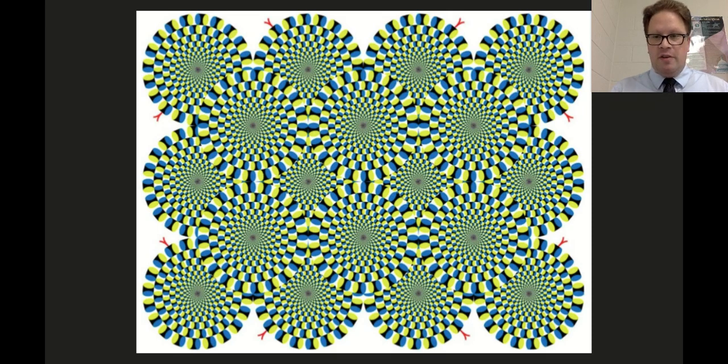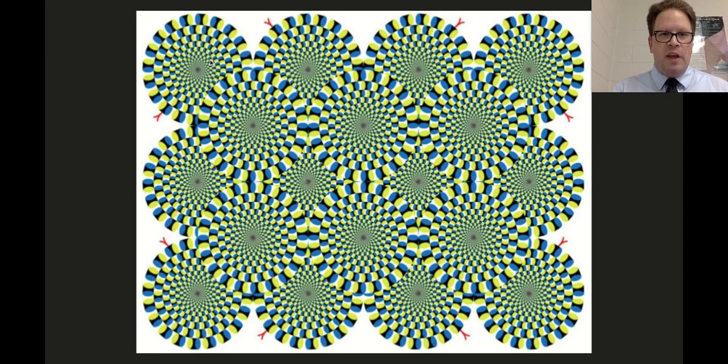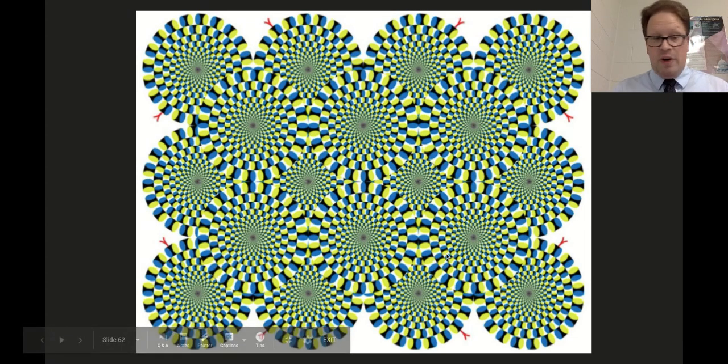So, do you think that's moving? If you concentrate and look at any of these, they are not moving at all. But possibly your peripheral vision will make it look like it's moving until you focus on the movement. Once you focus on the movement, it's not moving. But your mind will tell you that it's moving even when it's not.